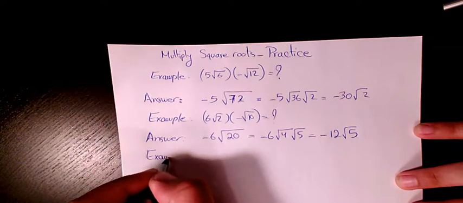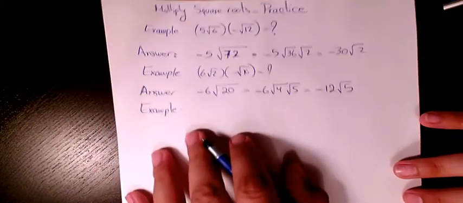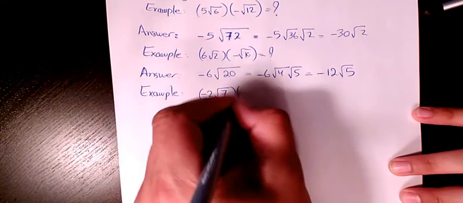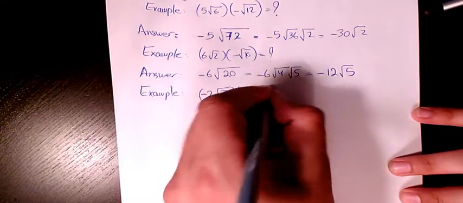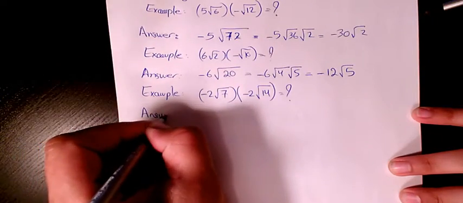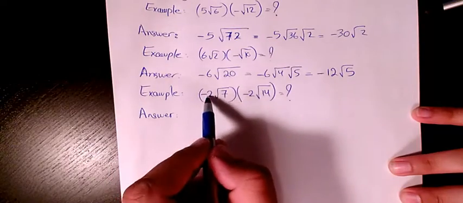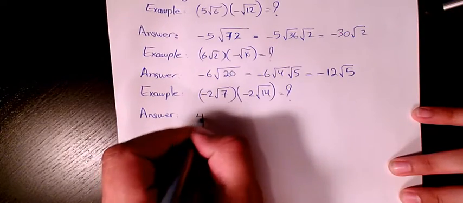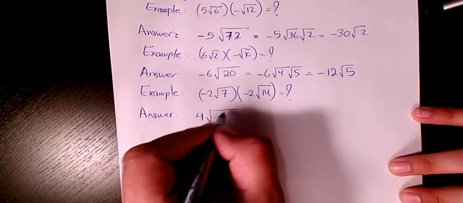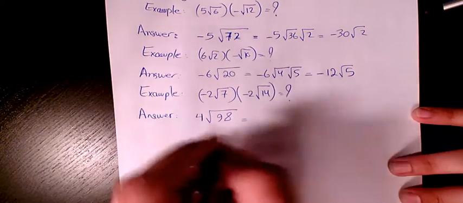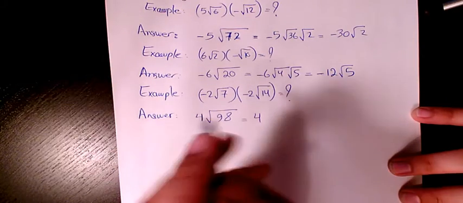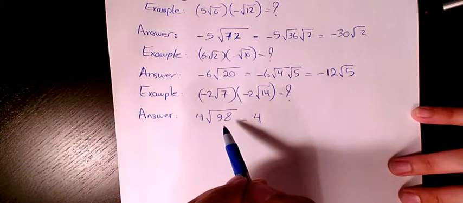Next example, we have negative 2 root 7 times negative 2 root 14. Answer is negative 2 times negative 2 is going to be positive 4. 7 times 14 is going to be 98. Then again, we are looking for a factor for 98 that is a perfect square. 98 is 49 times 2.